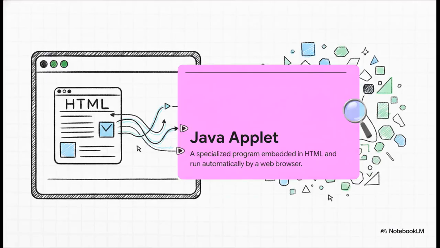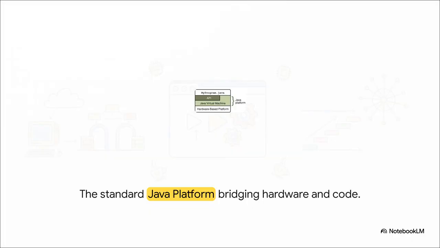Let's get a baseline definition of what an applet actually is. Now, obviously, these are deprecated in modern computing, but back in the day, a Java applet was basically a specialized mini program. The real game changer here was that it was designed to live directly inside an HTML page and run automatically by the browser. There was no double-clicking an icon on your desktop, you just navigated to a web page and boom, the code sprang to life.